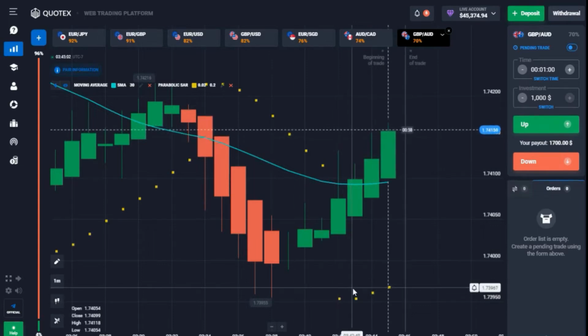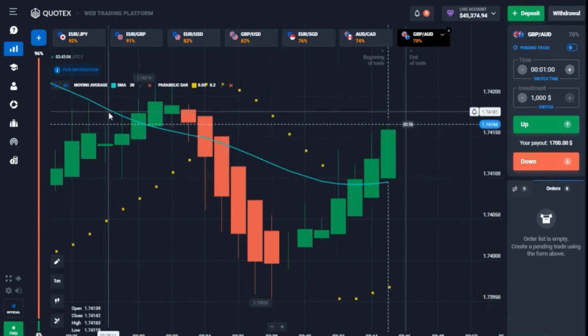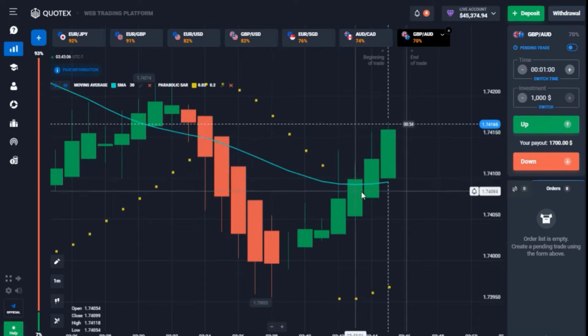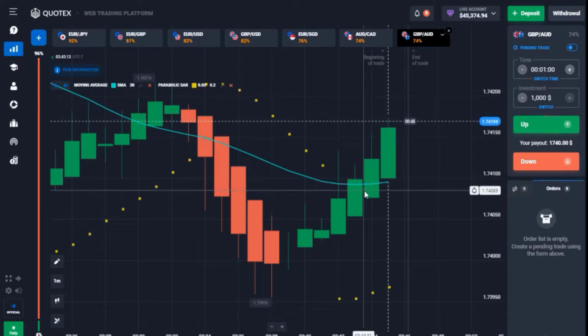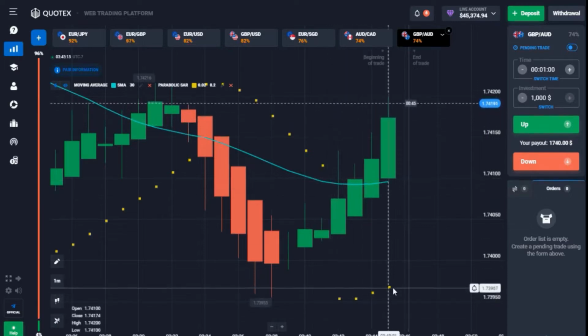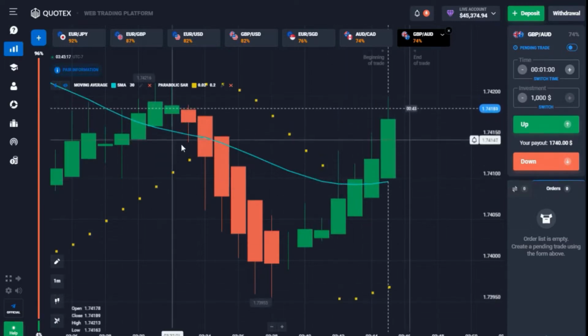Another thing you need to look at is to make sure that you have your moving average below the current candle you want to take a trade on. But the most important thing is to make sure that they are both following the trend. As you can see, our parabolic SAR is following a trend. The same thing is happening with our moving average.